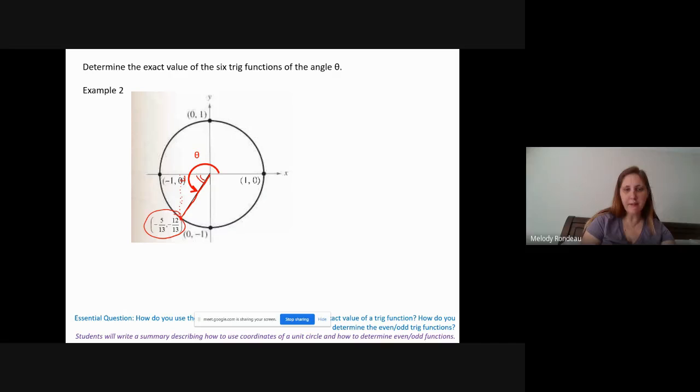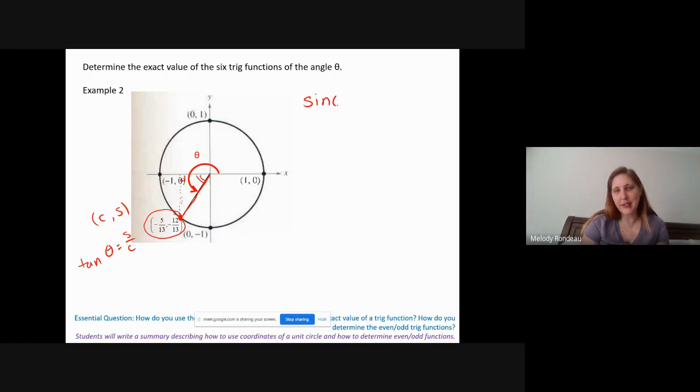So here's our ordered pair for this point. And once again, remember that this is cosine, sine. And we also have tangent of an angle is the sine over cosine. Okay, so we're going to go through and build these.